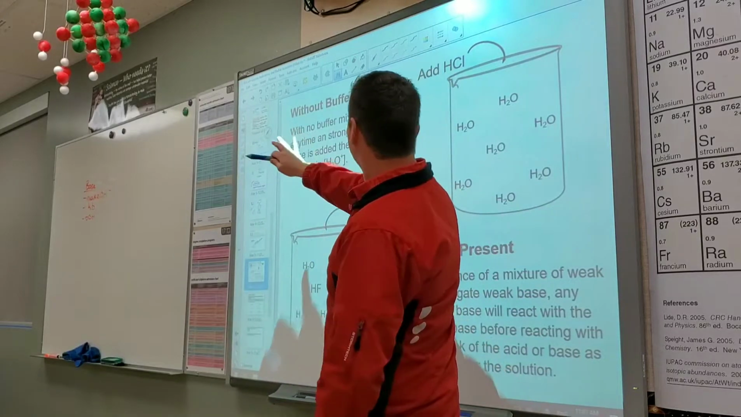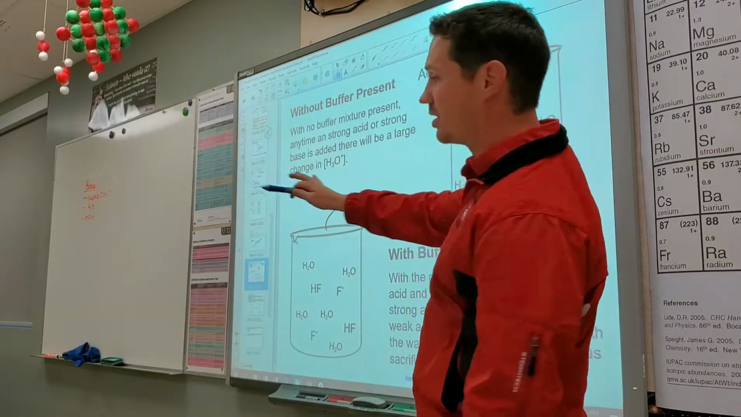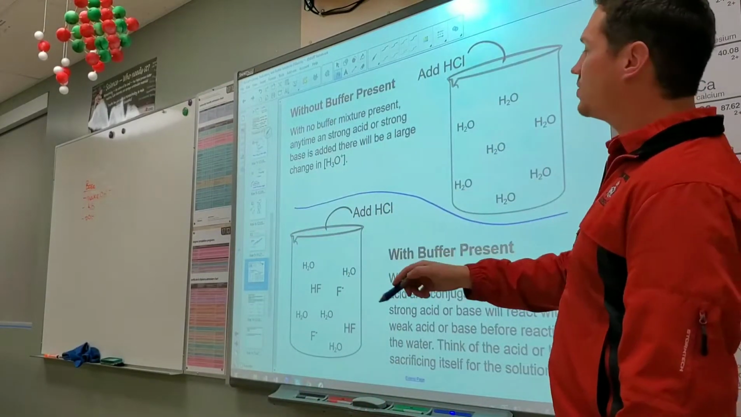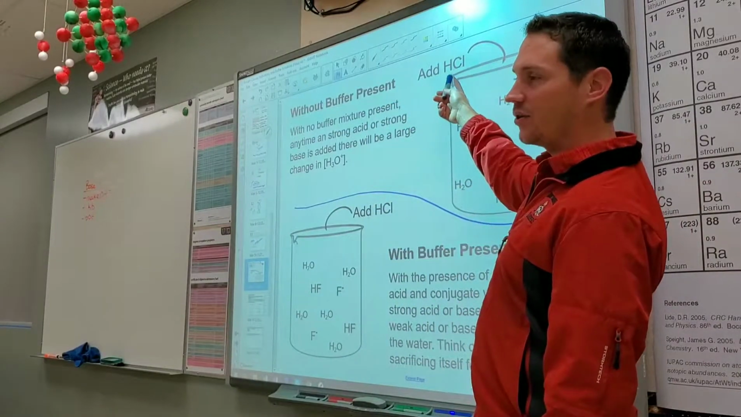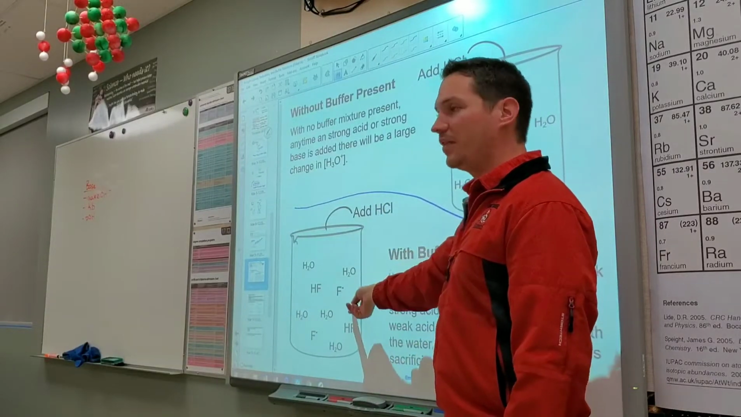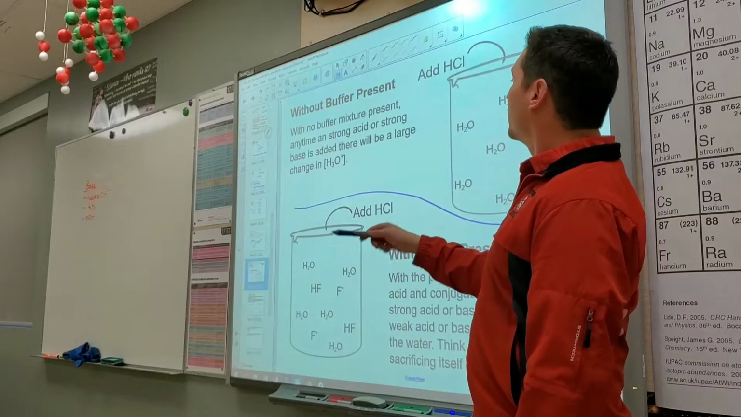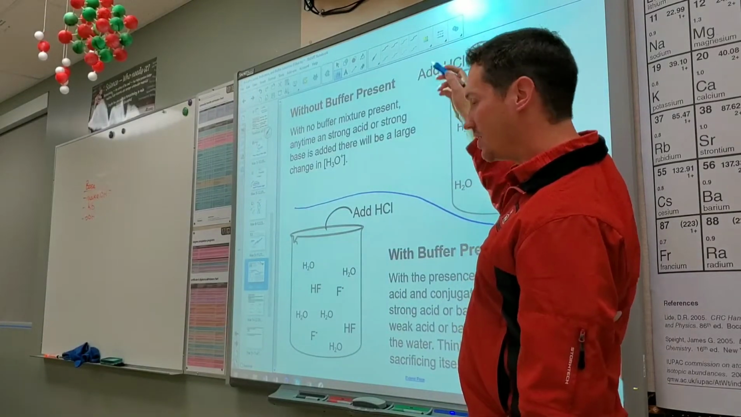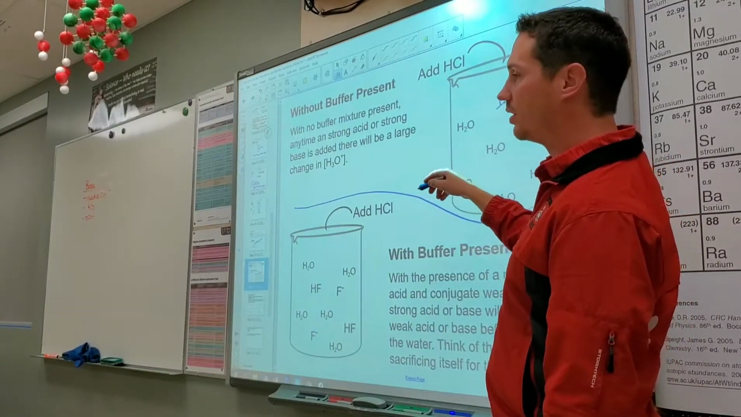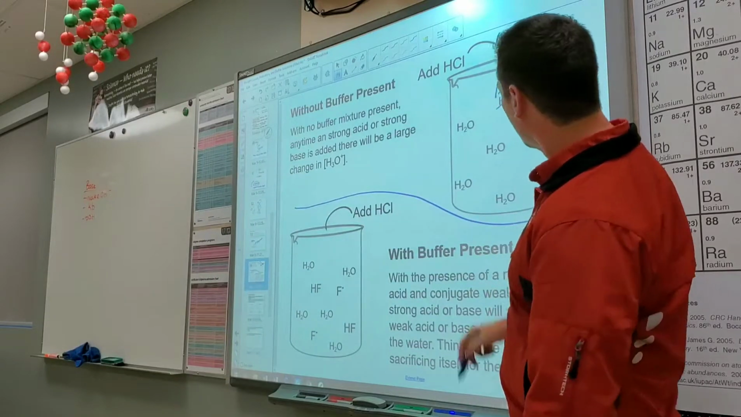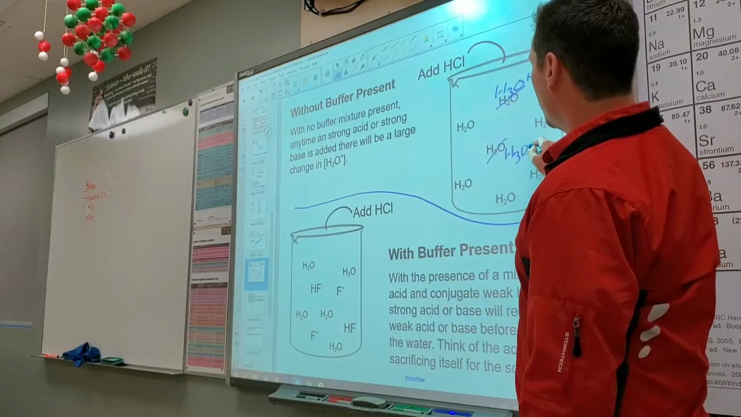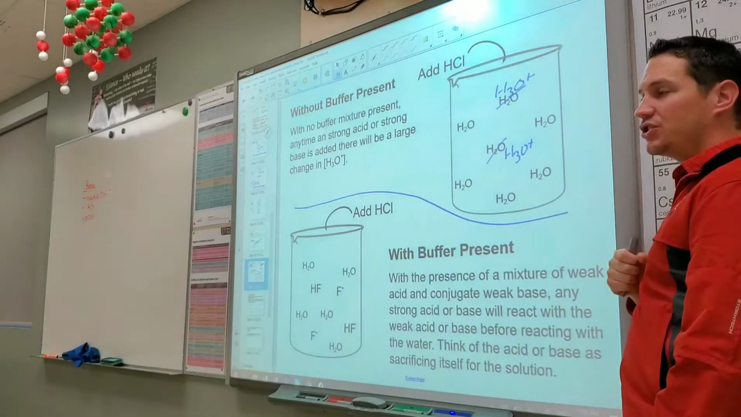Okay, let's try this. Here we've got two different situations. I'm going to add hydrochloric acid without a buffer, and then I'm going to add hydrochloric acid with a buffer. Now, this is hydrogen chloride gas, but it doesn't really matter. As soon as the hydrogen chloride touches the water, what does it turn this water molecule into? Hydronium. Has that been a really big change in our pH?